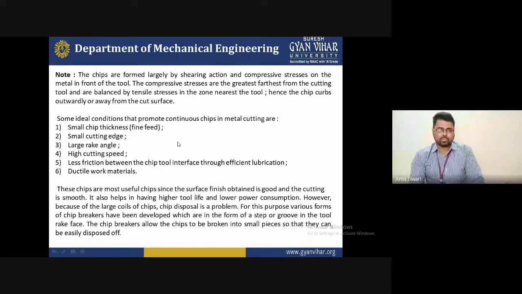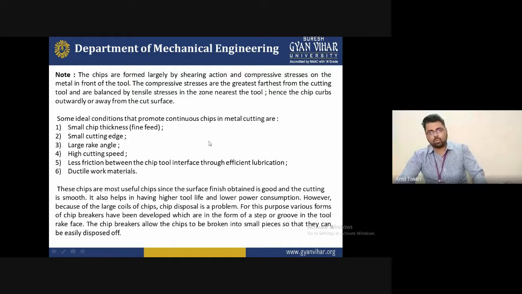And the last, the sixth, is using a ductile work material. Basically, if we select a ductile material for machining, it will definitely generate a continuous chip, because it has properties such as hardness, toughness, rigidity, and some ductility, allowing the metal to rupture without failure or fracture being generated on the surface. All these precautions should be taken if you want a continuous chip, a good metal cutting operation, and a sign of good machinability. So these six points should be kept in mind during machining.